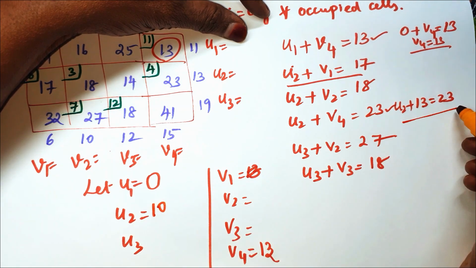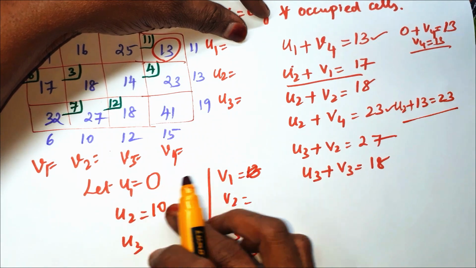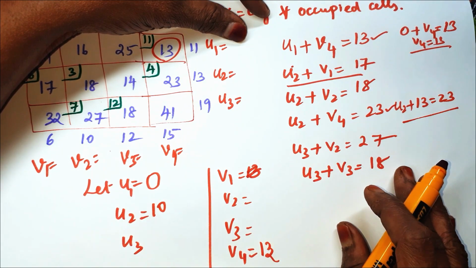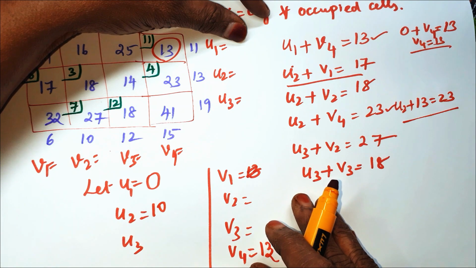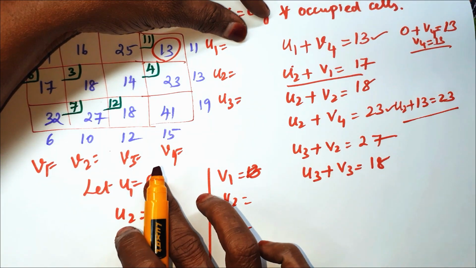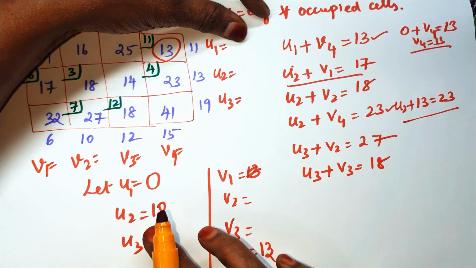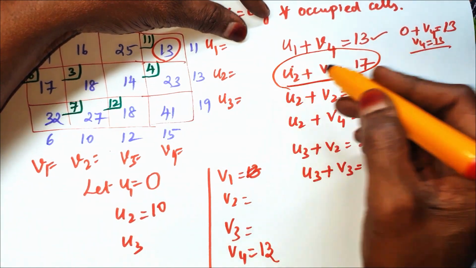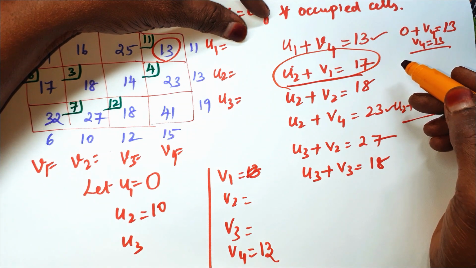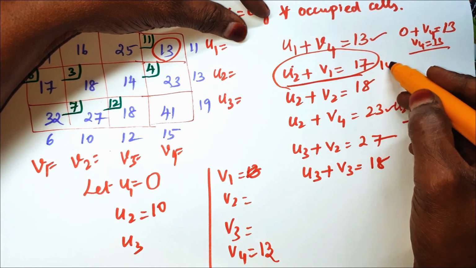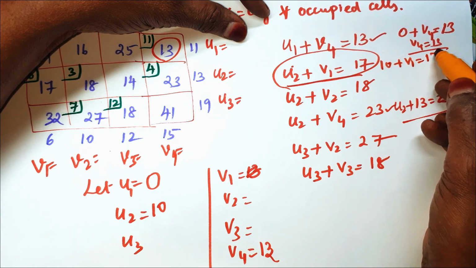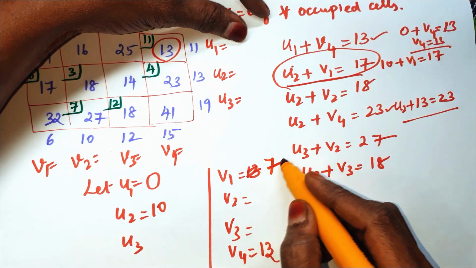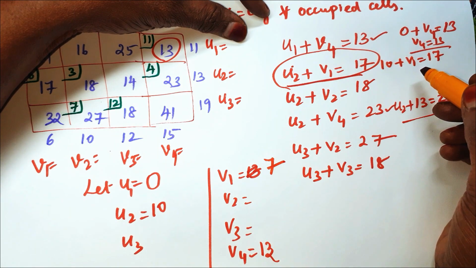We may get negative answers also. All the values are not positive. We may get 0, or positive, or negative values. So we took u1 as 0, we got v4, now we got u2. After this u2, now I am moving on to the second equation. u2 value I got as 10, so 10 plus v1 equal to 17. v1 is equal to 17 minus 10, that is 7. So v1 equal to 7.